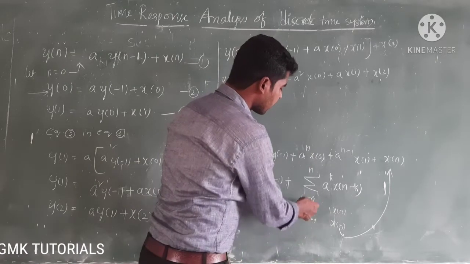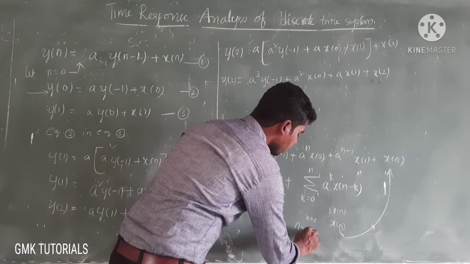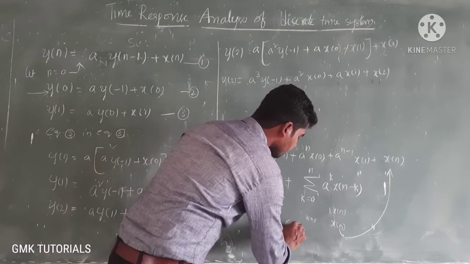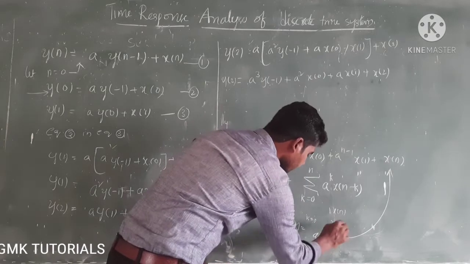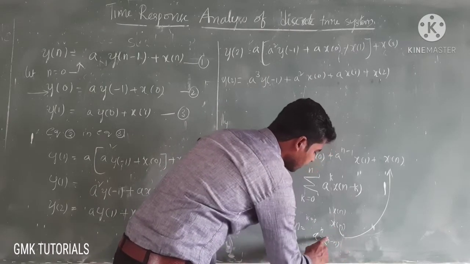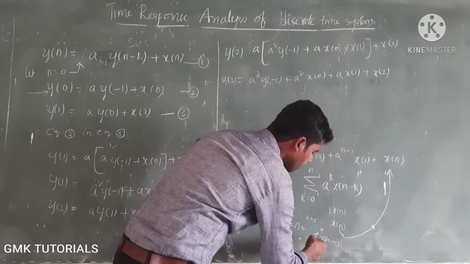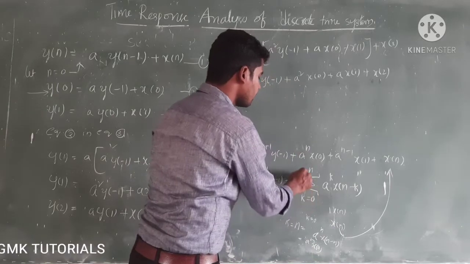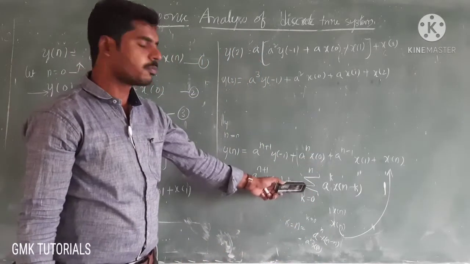Suppose we check the second consideration, k is equal to n. What happens? K is equal to n means obviously a power n into x of n minus n. So n minus n is equal to 0. Therefore a power n into x of 0. So these two values obviously satisfy the corresponding equation.